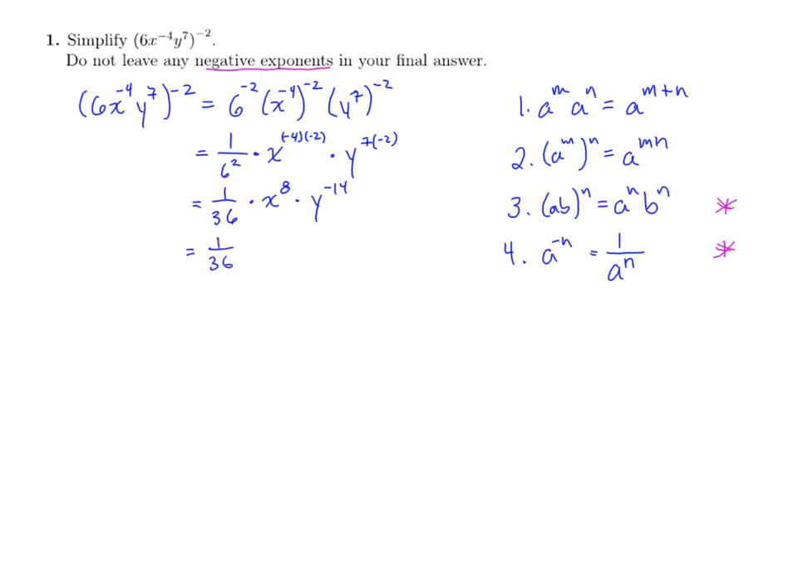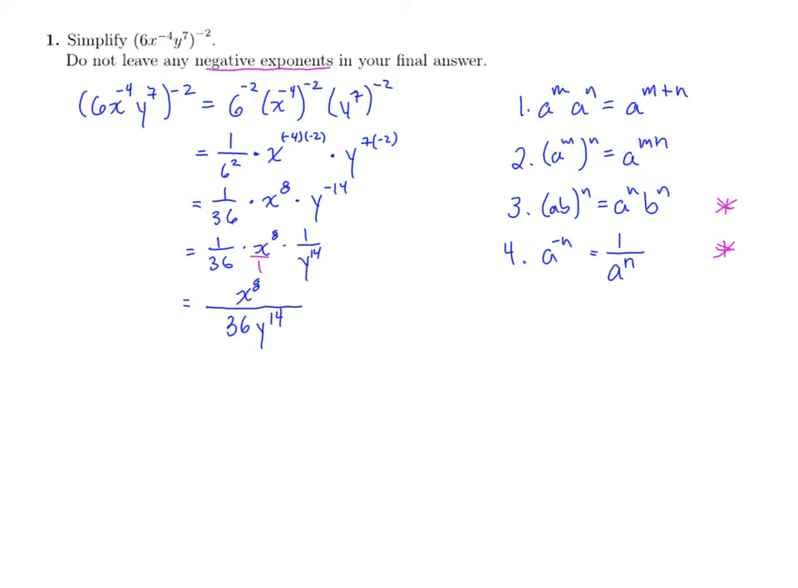So 1 over 36 times x to the 8th times 1 over y to the 14th when I apply that reciprocal rule for negative exponents. And then as a very last step, I can think of this x to the 8th, of course, that's going to go in a numerator here. It's x to the 8th over 1, and 36 and y to the 14th will go in the denominator. So this full expression will be x to the 8th over 36 y to the 14th.